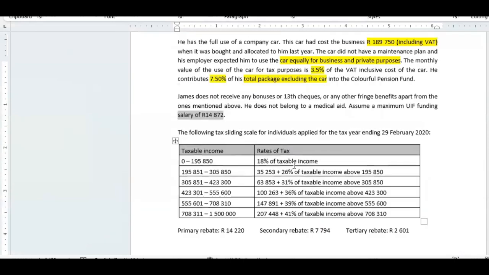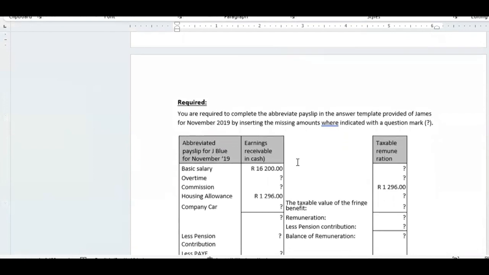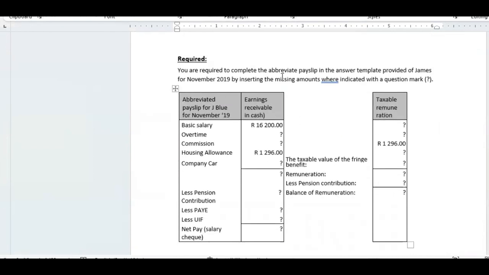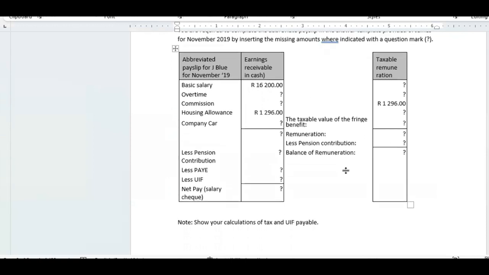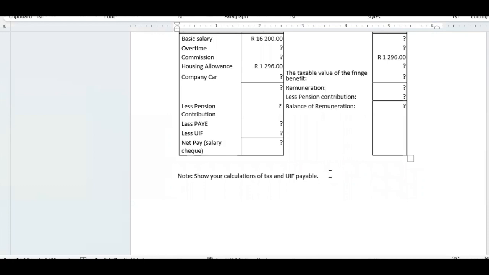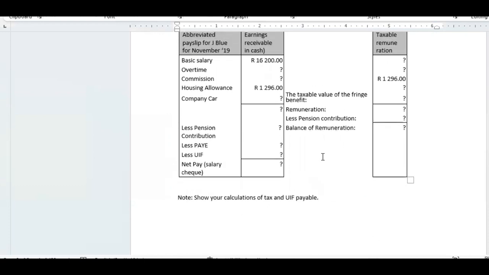Then they say, you are required to complete this abbreviated payslip in the answer template for the period, and where the amounts are missing, you must fill them in. They give you the abbreviated payslip and the taxable remuneration column, where you are going to see how to calculate the pay as you earn that we will deduct on the salary slip. And then they say, show your calculations of tax and UIF payable. Okay, now let's have a look at how I did that.